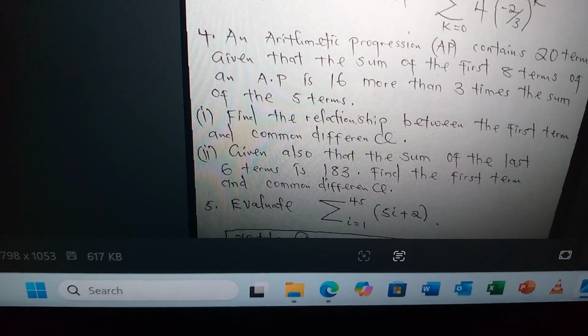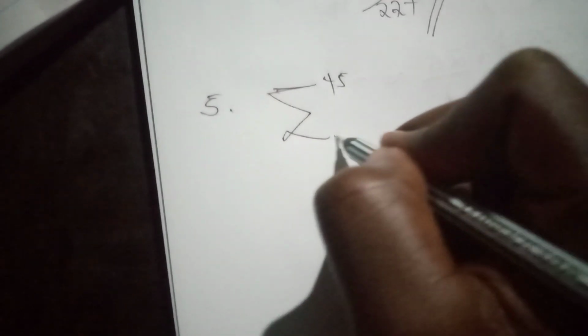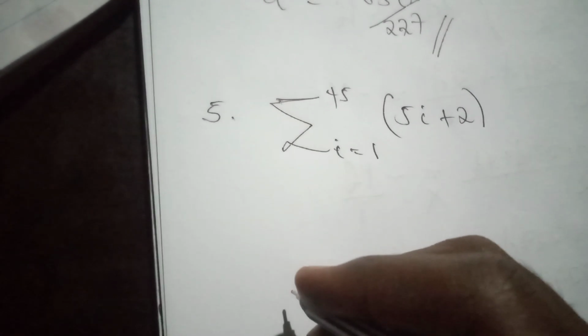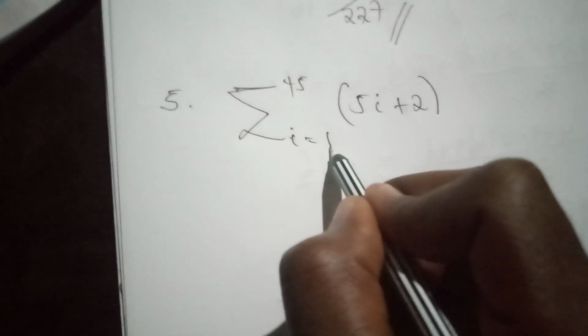So the last question, they are saying evaluate that. So we have been given the summation of 5i plus 2, with i from 1 to 45. This type of summation is what we call definite, because it has an end there. So what I'm going to do is list certain terms starting from the lower limit, which is 1, that has been given.